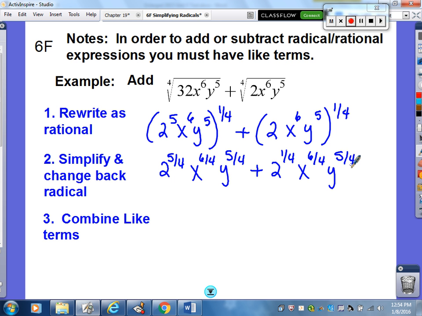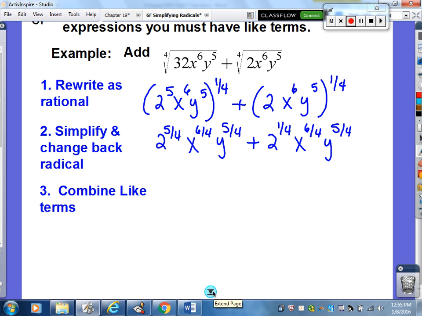Alright, don't add these until we've changed them back into radicals. So we're going to simplify these and change them back into radicals. I see some improper fractions, so that means we're going to take some things out of the radical and some things are going to stay in the radical. If you need to at this point, you can rewrite these as mixed numbers if that's helping you see this process.